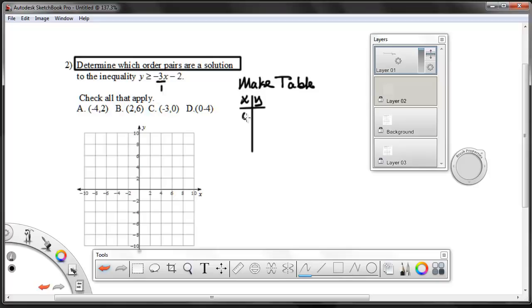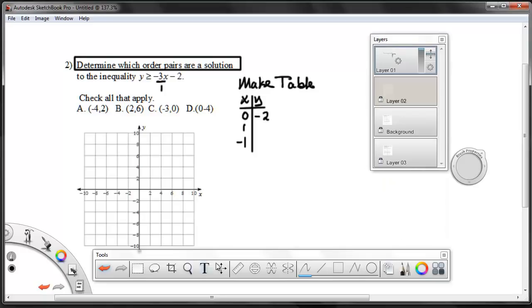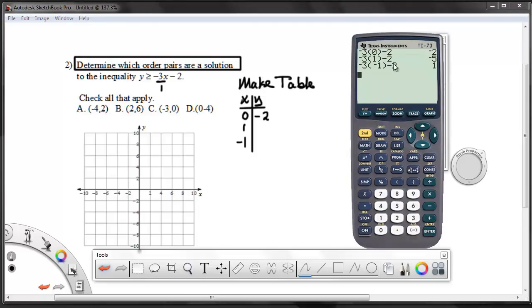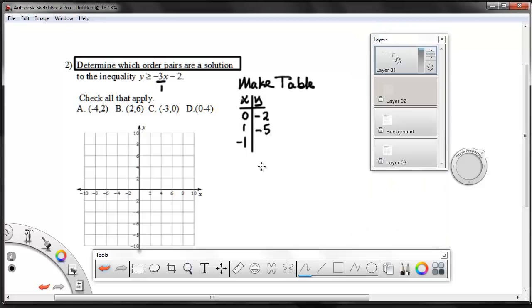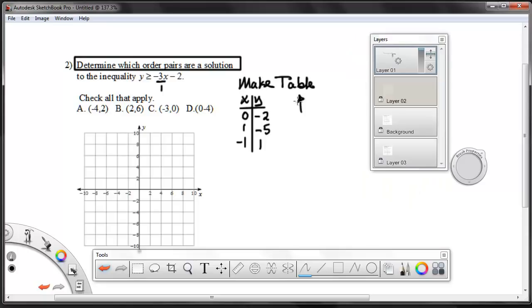Our first x will always be 0. Then we look at the denominator to get the other x's. So I'll use 1 and a negative 1. Now we'll go ahead and put my values in the calculator. I choose 0 for my first x. It gives me a negative 2. 1 I put into the equation. It gives me a negative 5. And then if I plug in negative 1 into that equation, I get a positive 1.